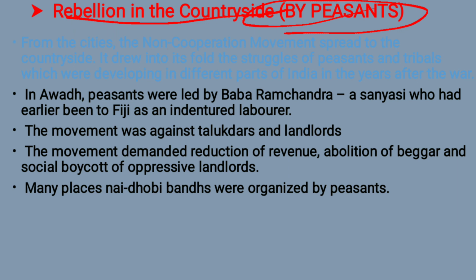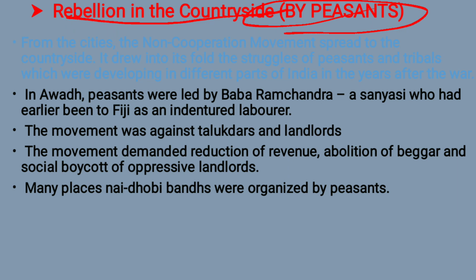In Awadh, peasants were led by Baba Ramchandra. Baba Ramchandra led these peasants. He was a sannyasi in Awadh, like a leader, from the peasant side, who had earlier been a laborer.